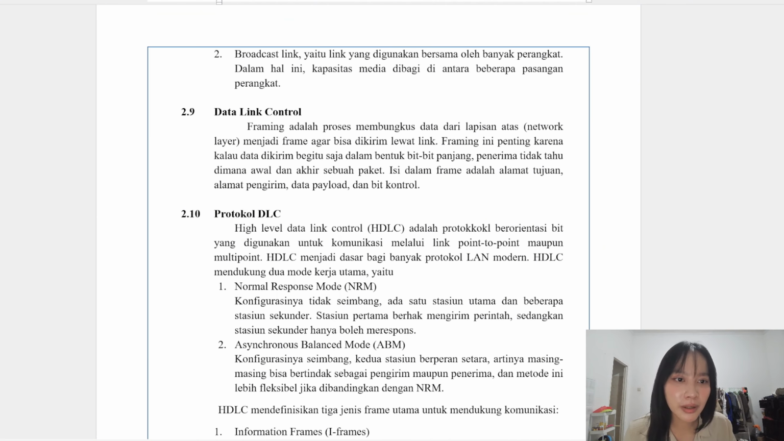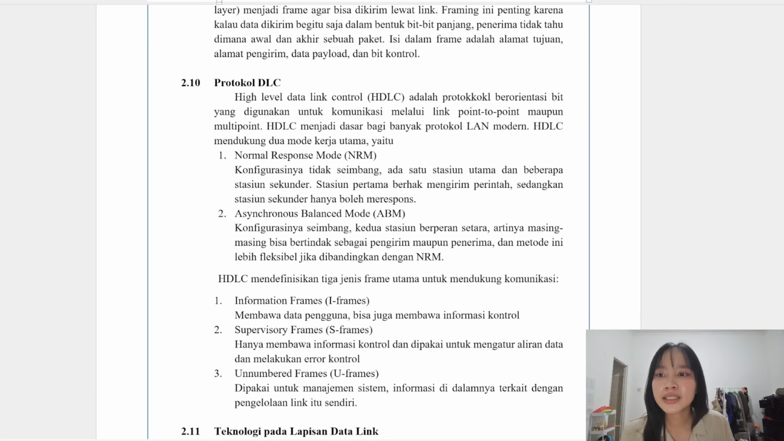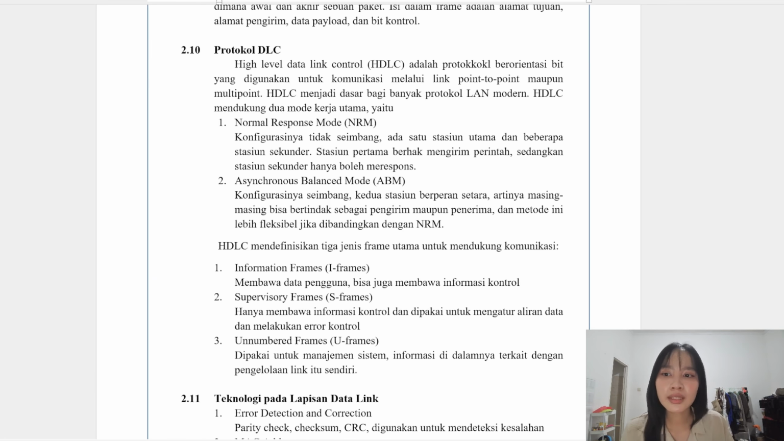And next about the DLC protocol. High-level data link control, or HDLC, is a bit-oriented protocol used for communication over point-to-point and multi-point links. HDLC is the basis of many modern LAN protocols, and HDLC supports two main operating modes: the normal response mode and asynchronous balanced mode.